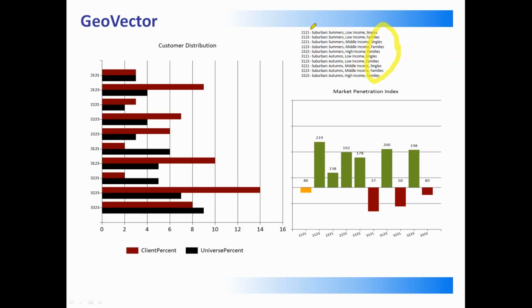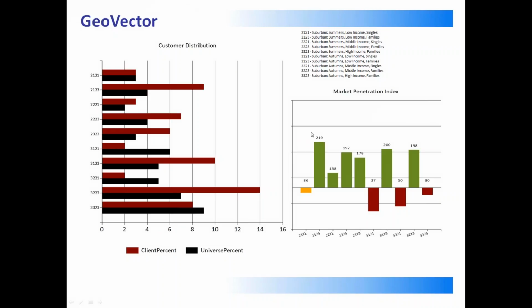And there's a mix of families and singles, and all of them live in the suburbs. So where you see your highest indices are for 2123, which is suburban summer low-income families. And then the next index is 200 for 3123, which is suburban autumn low-income families. So this is telling us a little bit stronger story, and we're seeing greater frequencies, or certainly more frequencies, over that 5% threshold here for statistical relevancy.